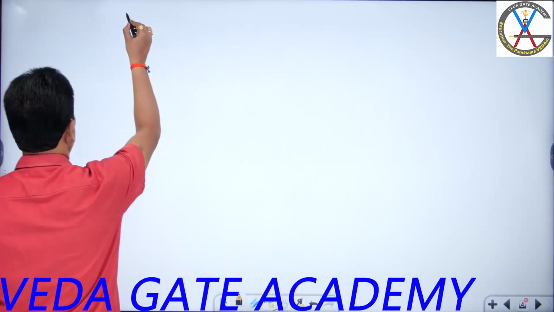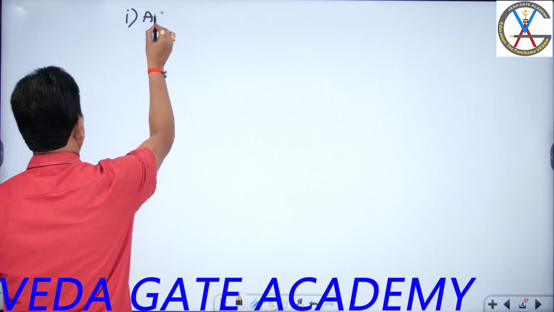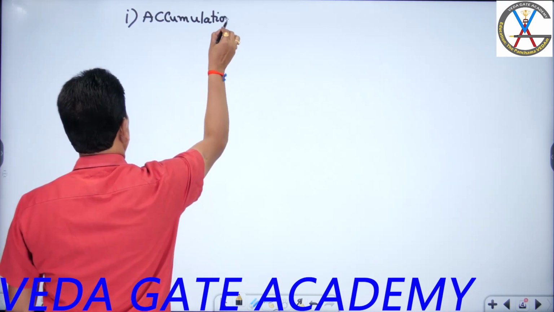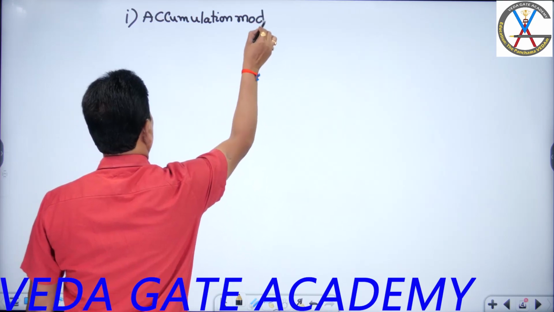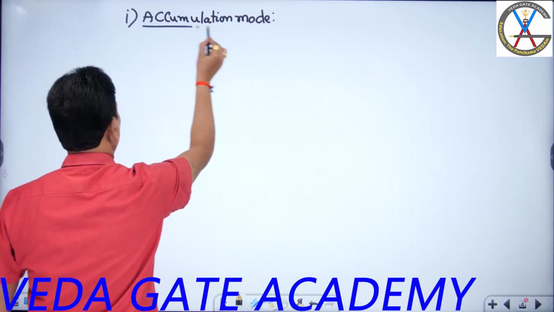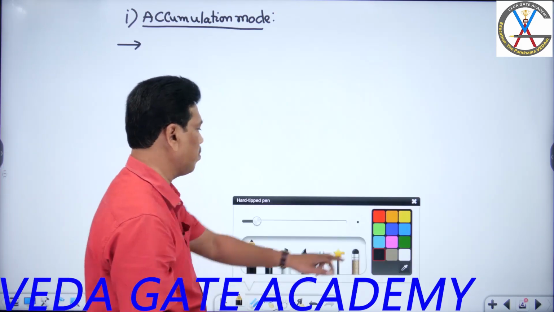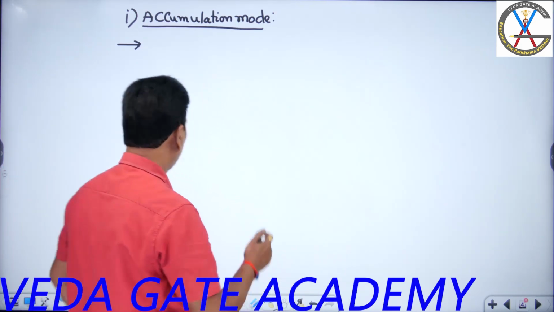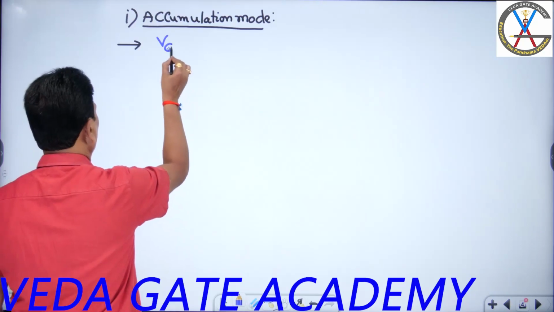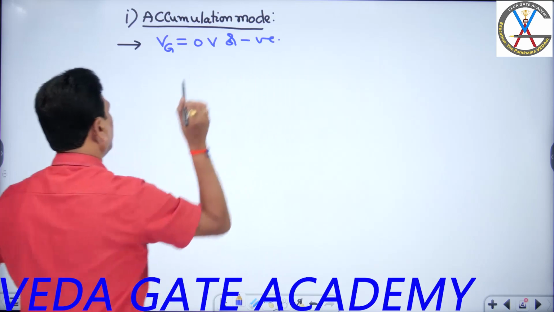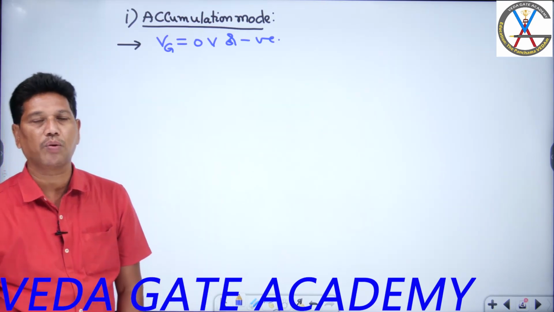First mode I go for, students, is called the accumulation mode. Sir, what is accumulation mode? Conditions for accumulation mode, you see now. The applied gate voltage should be Vg equal to 0 volt or negative. So the applied gate voltage should be either 0 or negative voltage, students.